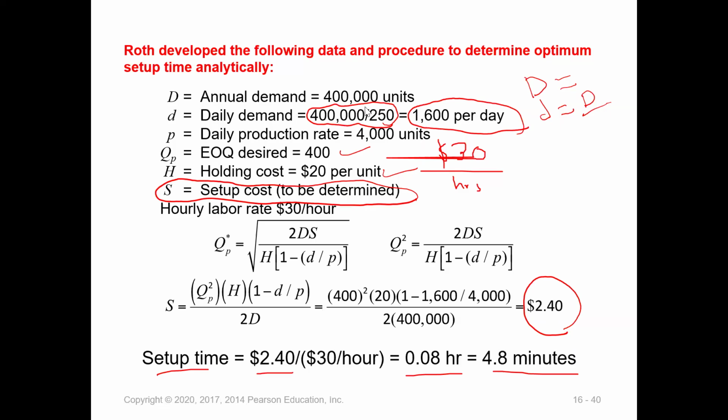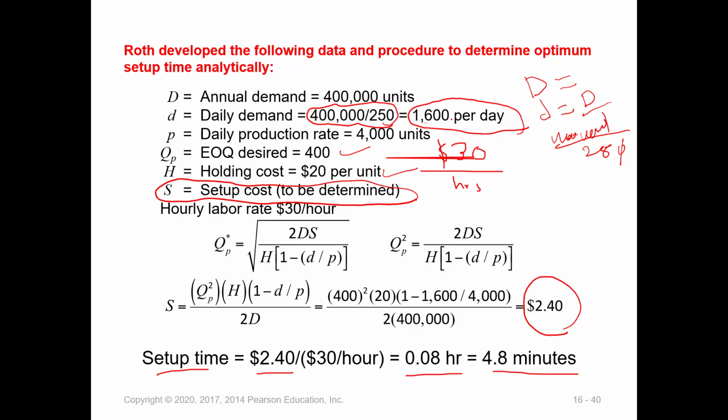Okay, as we said, the daily demand is the annual demand divided by how many days per year. So we have a daily demand of 400,000 divided by 250. This will give us 1600. Production rate here is 4,000. Desired EOQ, economic order quantity, 400.